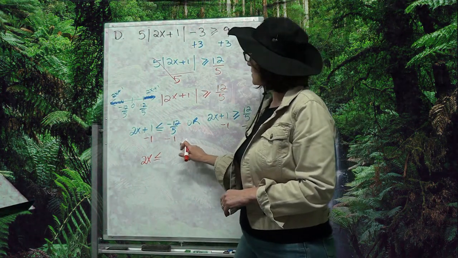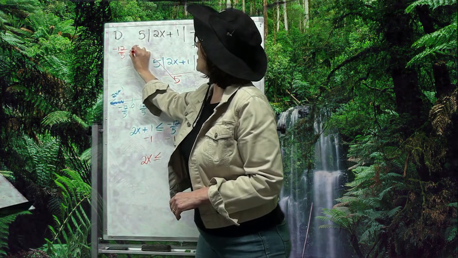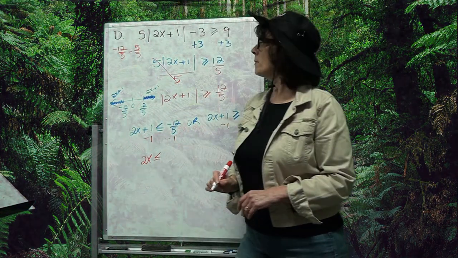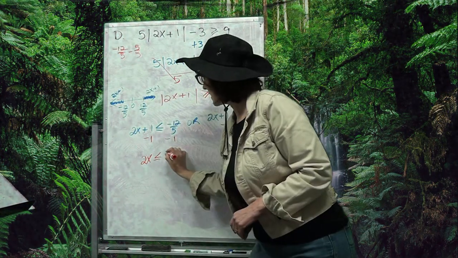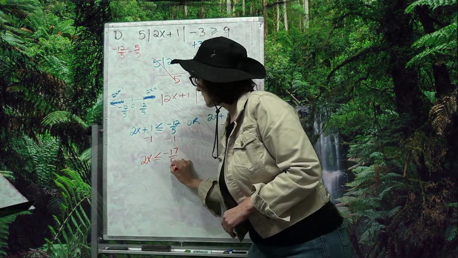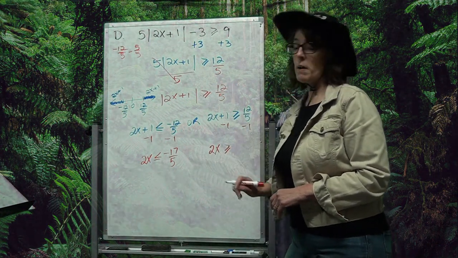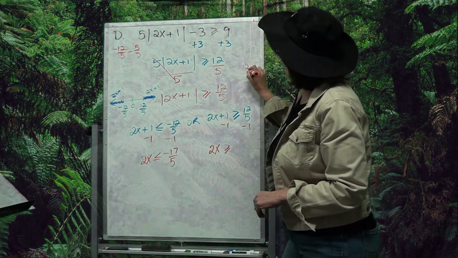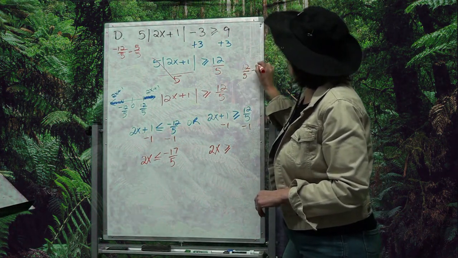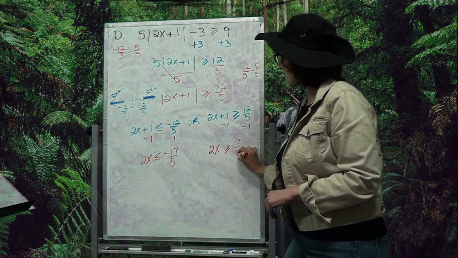And -12/5 minus 1, well, -12/5 minus 5/5, because I need that common denominator. Now that I've got it, I'm going to combine those numerators. -12 minus 5 is -17/5. And on this side, I'm left with 2x. Again, didn't even multiply or divide, so I'm not flipping the symbol. 12/5 minus 1, well, 12/5 minus 5/5 will give me 7/5.